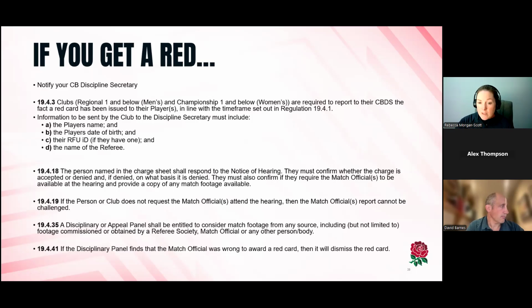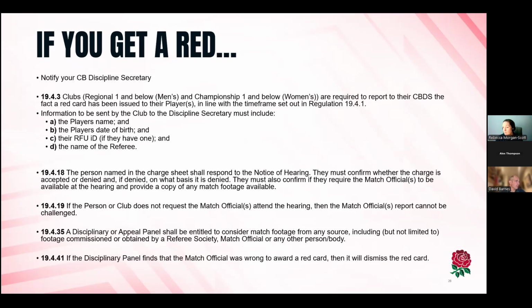The CB discipline secretary will send out what's called a notice of hearing. So they will tell you when that hearing is going to take place. They will give you all of the details you'll need: how the hearing is going to work, who the panel will be, when it's going to take place, how it will take place, whether it's in person or on Zoom. And in return, what they would like you to do is respond to that and confirm if the charge will be accepted or denied. If it's denied, it's really helpful to know the basis on which it's denied. So rather than simply saying, we don't accept it because we don't think they made head contact, or we don't accept it because it was the wrong player, or whatever it might be.